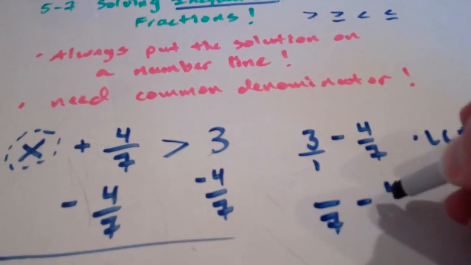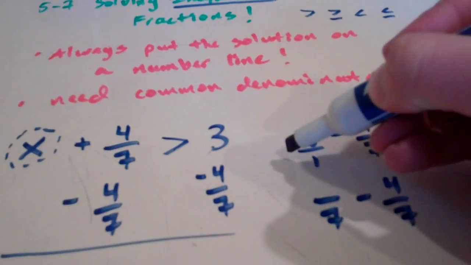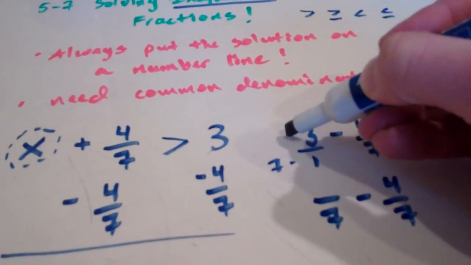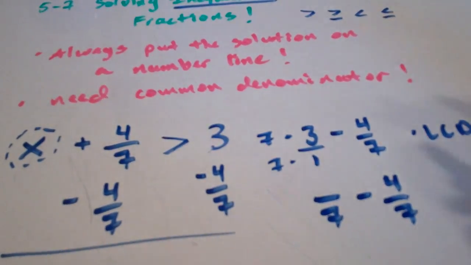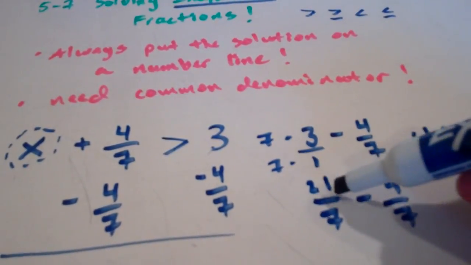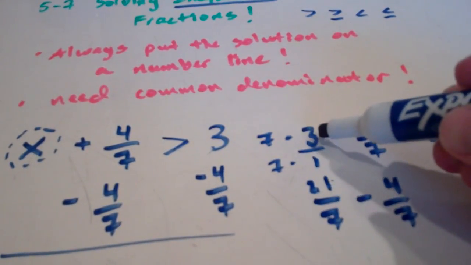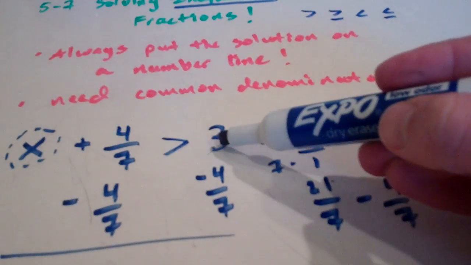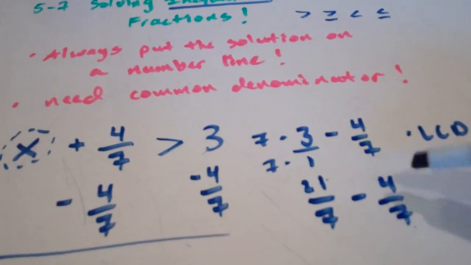This one already has it, so I'm not going to change it at all. And in order for that 1 to become a 7, I multiplied it by 7. So I must do the same to the numerator. And so 7 times 3 is 21. So I have 21/7. That used to be 3. Remember, 21 divided by 7 is 3. I've just changed 3 to look like a fraction with the same denominator as 4/7.